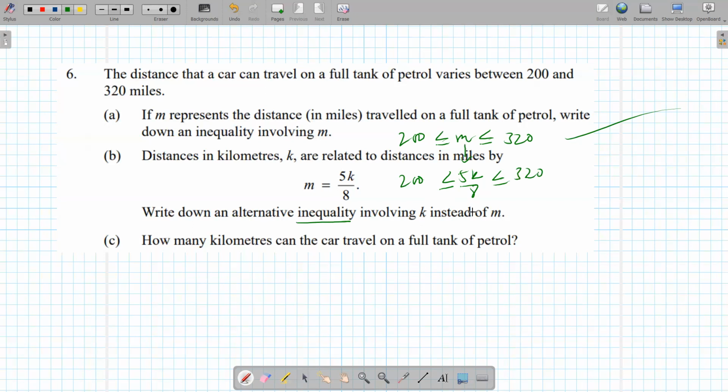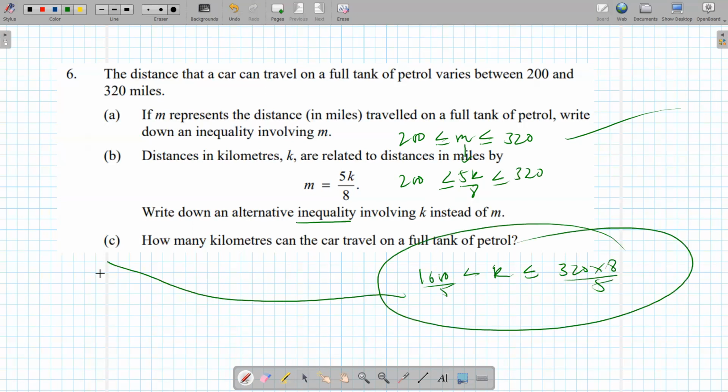Multiply by 8. So 1600 on this side, divide that by 5. Same thing on that side, 320 times 8 divided by 5, and that's going to give you the answer to part C. Cool? Was this difficult? You're stuck here for a bit, but again, it's very simple, right? m is the distance he's going to travel, between 200 and 320, and that's it.